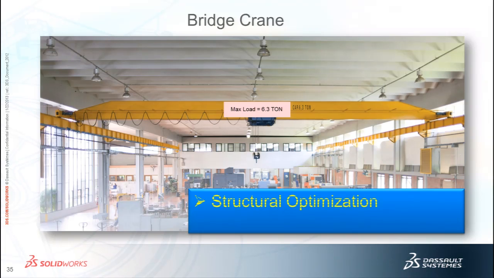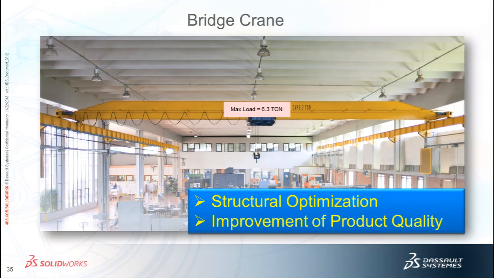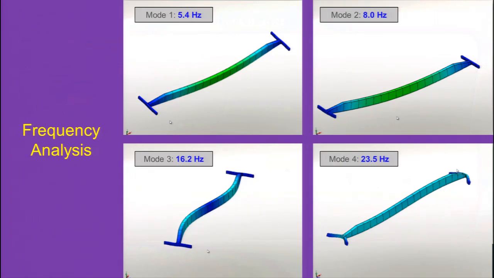So the challenges were structural optimization and the improvement of the product quality also. In some way, this is similar to our first case. You remember the Resemin case. This is dynamic, because these kinds of bridges take a load. In this case, the maximum load is 6 tons. So they take the load, and this load can move. Also there are motors over the crane.